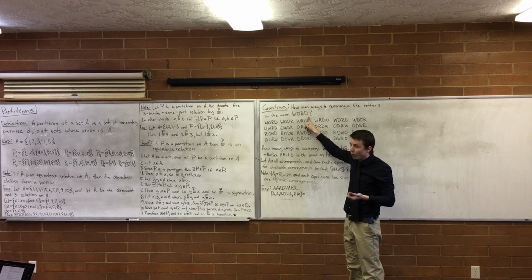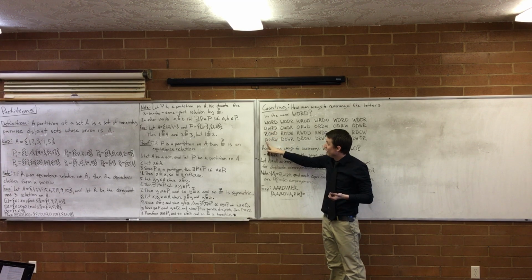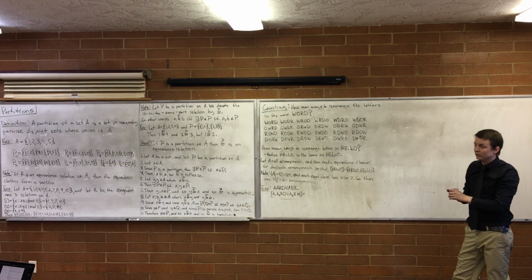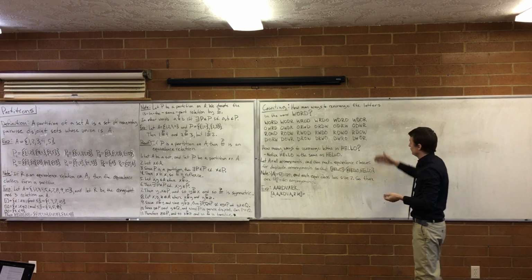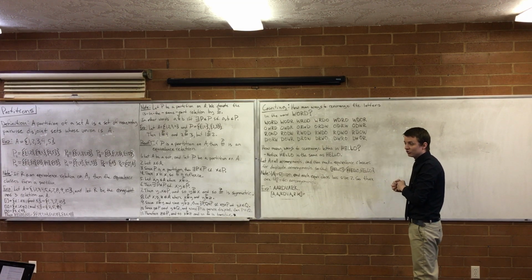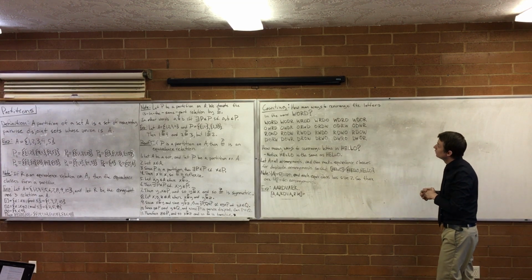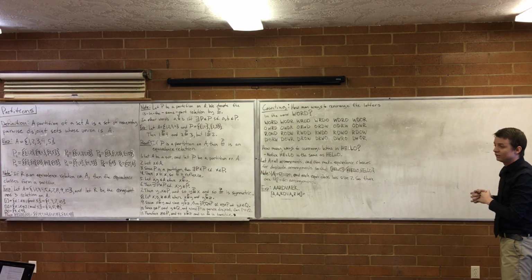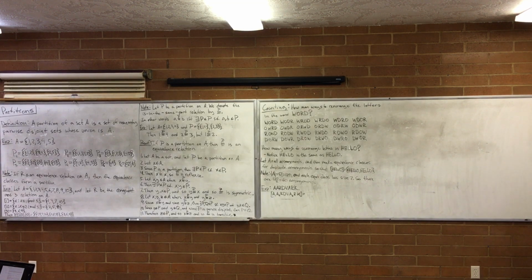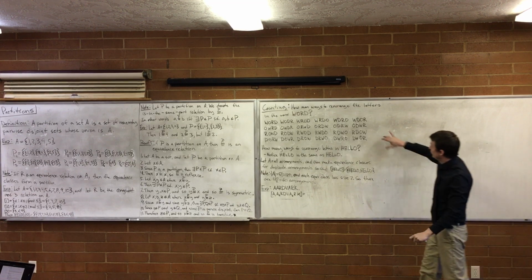4 times 3 times 2 times 1, which is 4 factorial, right? You have 4 options for the first letter, and then 3 options for the second letter, then 2 options for the third letter, then 1 option for the last letter. So 4 times 3 times 2 times 1, which is 24 options, here they are. Do we need to recap that more? 6 times 4. Right. Alright, we're good? Okay.